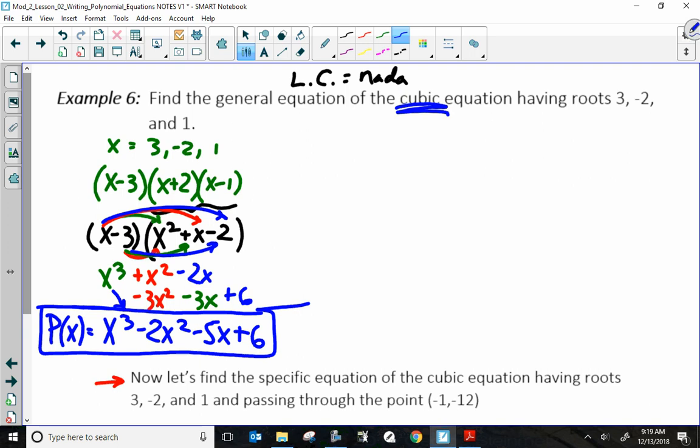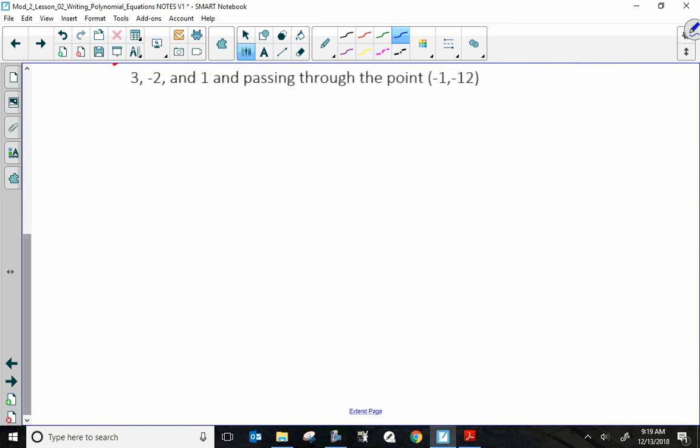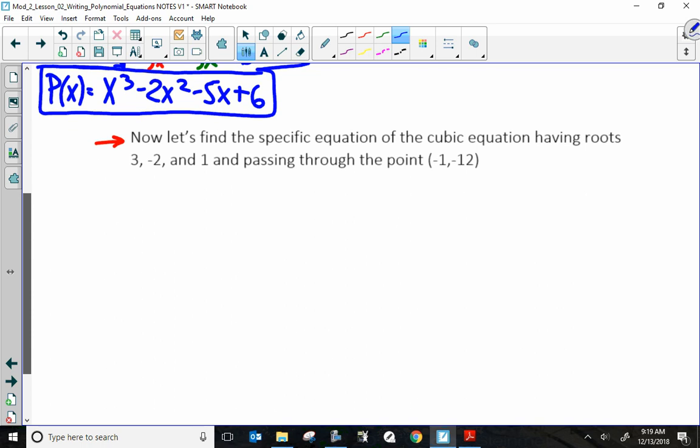All right. So that's the first part. Easy. Easy. A lot of algebra. I told you there's going to be a lot of algebra today. But now, now they want us to find a specific equation. That means there's probably going to be some lead coefficient that I'm going to have to know, okay? So that the cubic equation that we just came up with right here passes through the point negative 1, negative 12. That means x negative 1, y negative 12 has to work in my polynomial. They want me to come up with a specific equation where that point, that x and y value work.